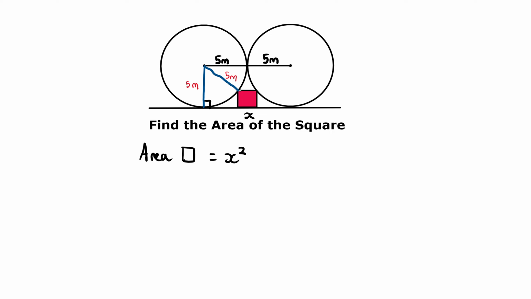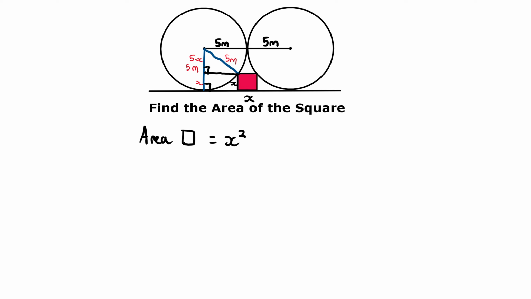And the next thing I'm going to do is extend this top side of the square so that it meets this line. And therefore we have another 90-degree angle. And now, since we know that this side of the square is x, we can relabel this side as x, and therefore this upper side of this line is equal to 5 minus x. And I'm going to label this lower black line as y.